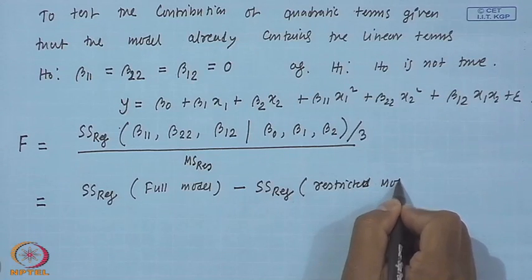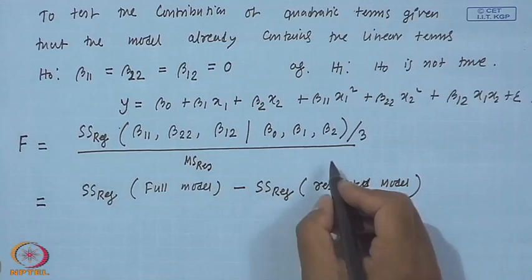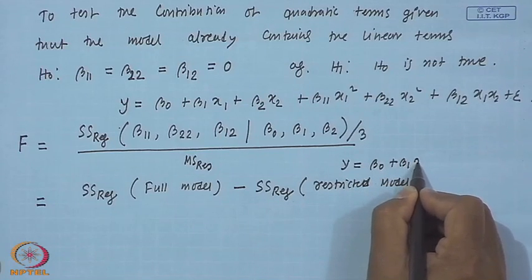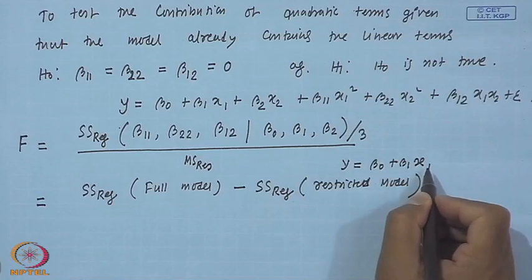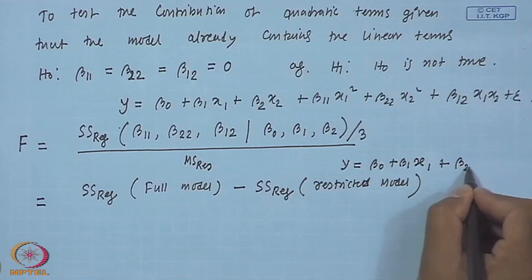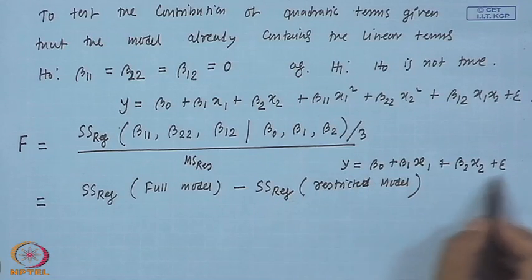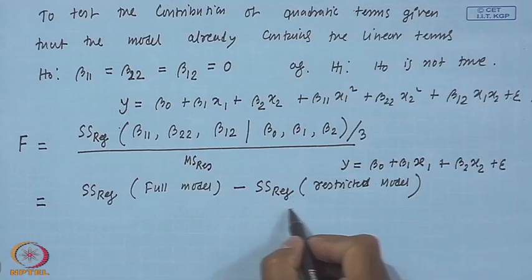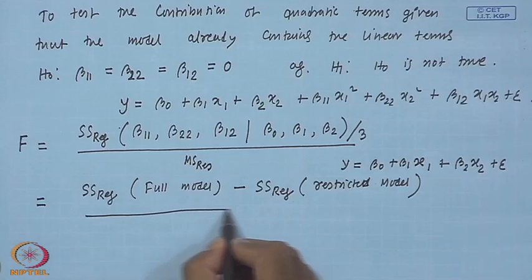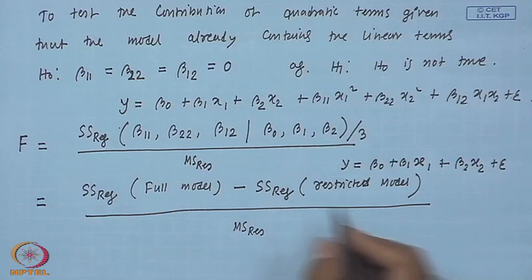What is my restricted model? My restricted model is the model under H naught, that is y equal to beta naught plus beta 1 x 1 plus beta 2 x 2 plus epsilon. Okay. So, this is SS regression under the restricted model, by MS residual.